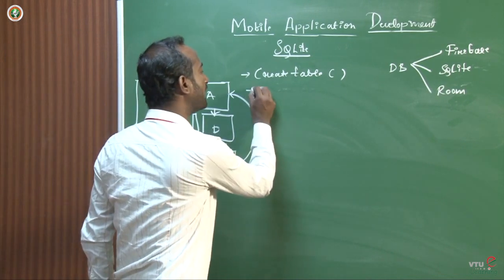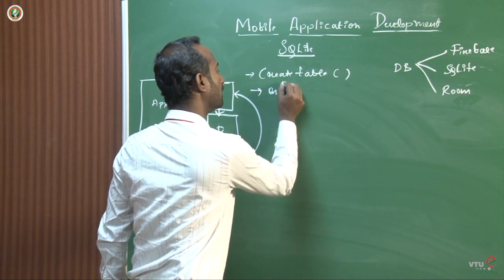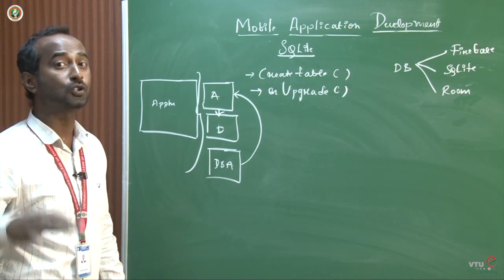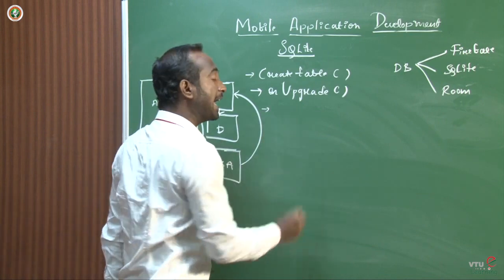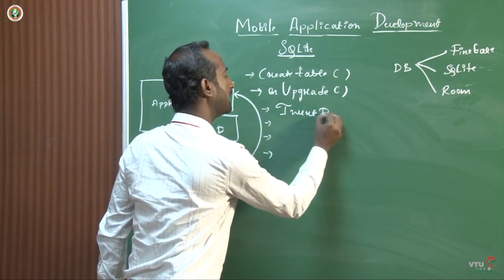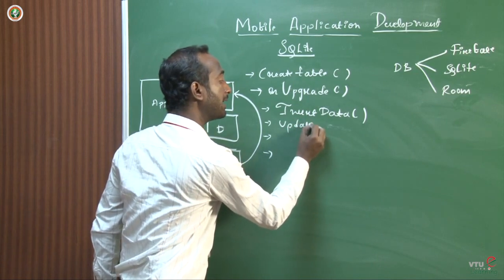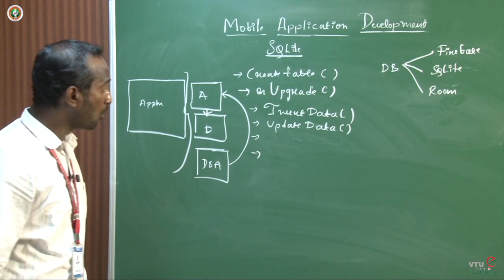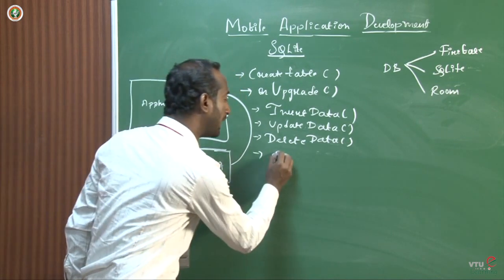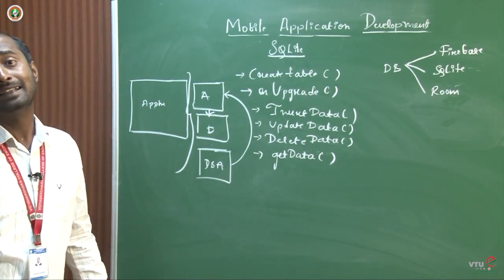So coming to the methods that we are going to generally use in the database. First one, create table. Create the table by providing a unique name. Another one, on upgrade. If a duplicate table exists, in that case it's going to drop the table. Next, the basic four operations. First one is insert data. If you want to insert data into the database, we call the method insert data. Next, if you want to update the inserted data, then update data. If you want to delete the inserted data, you call a method called delete data. If you want to view the data that has been inserted, you call the inbuilt method by name get data. These are the six methods you must know before using the SQLite database.